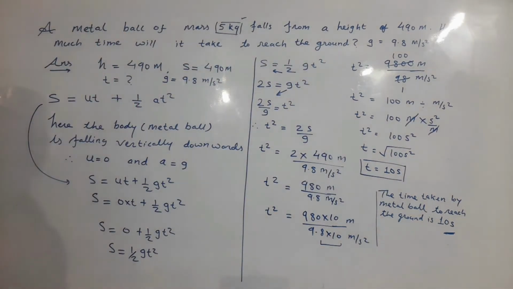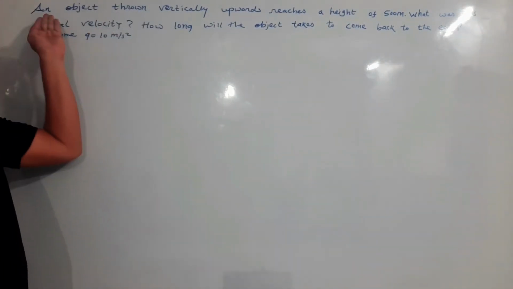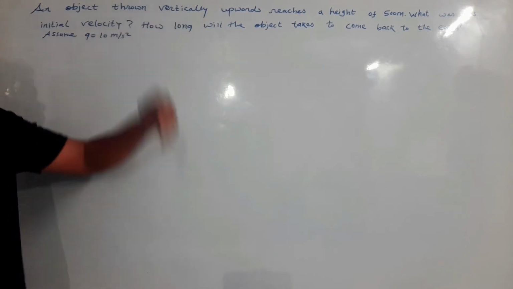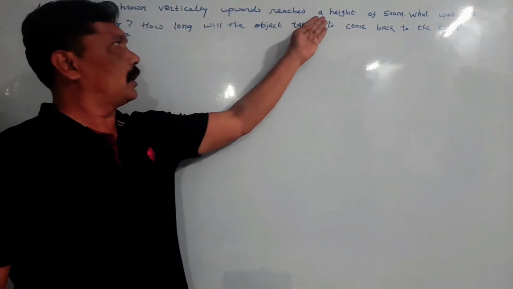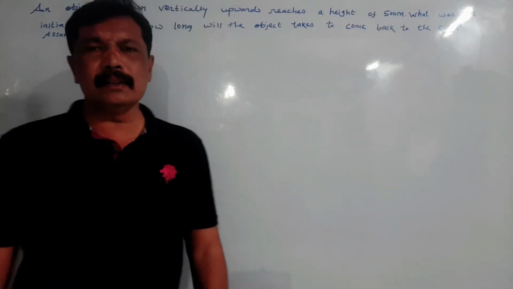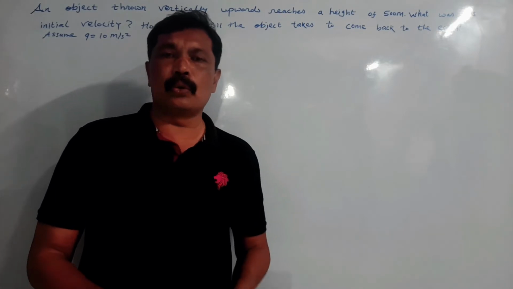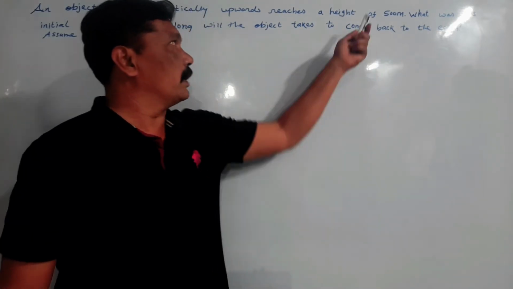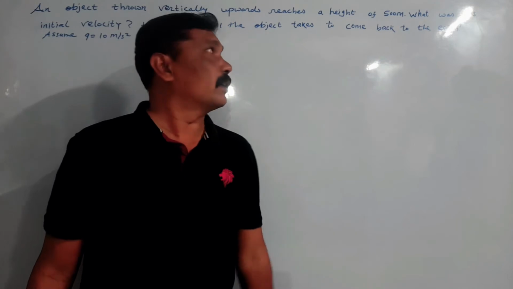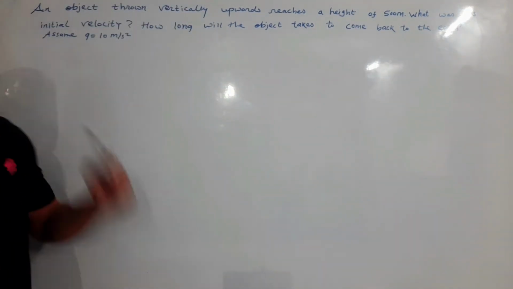Let's try to solve the next problem. Let's study the next problem. An object thrown vertically upward reaches a height of 500 meter. My dear student, here it is said that if an object is thrown vertically upward, it attains 500 meter. What was its initial velocity?